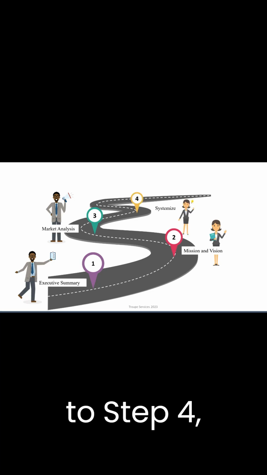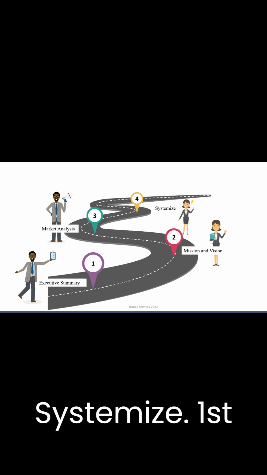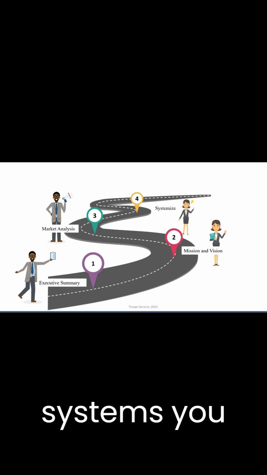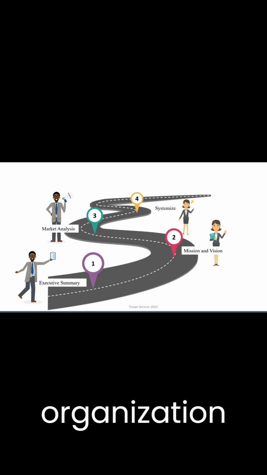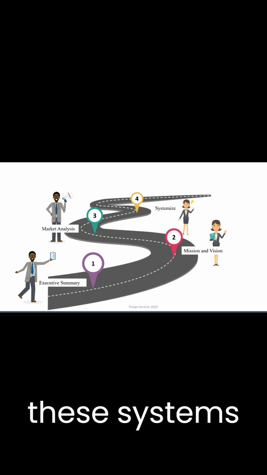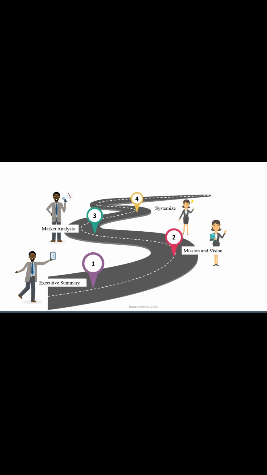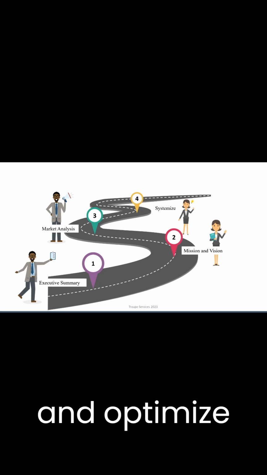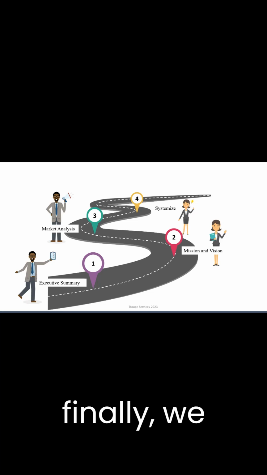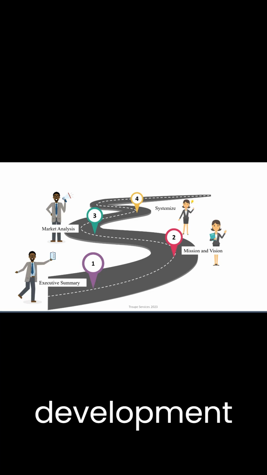Let's move on to step 4, which is systemize. First, we want to describe the efficient systems you plan to implement within your organization, and also explain how these systems will streamline processes, eliminate redundancies, and optimize workflows. And finally, we want to highlight how the OSB method's pillars will be applied to your course development and delivery.